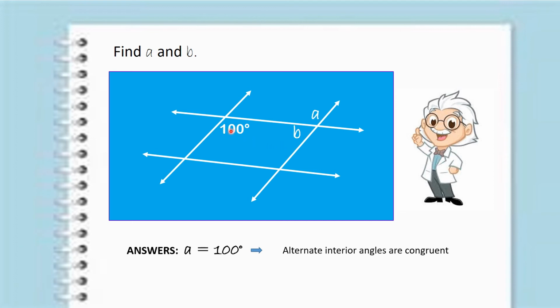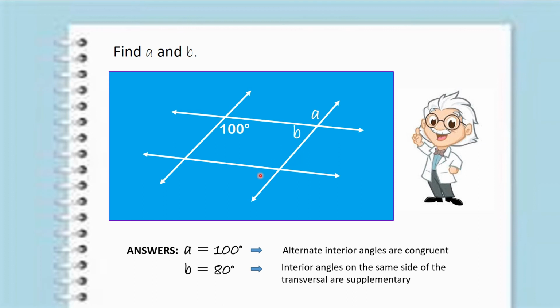So if we look at the 100 degrees angle and the B, and we look at this transversal, they are on the same side of the transversal. So the value of B is 80 degrees since interior angles on the same side of the transversal are supplementary. So if this is 100, therefore B here is 80 degrees since 180 degrees minus 100 is 80 degrees.